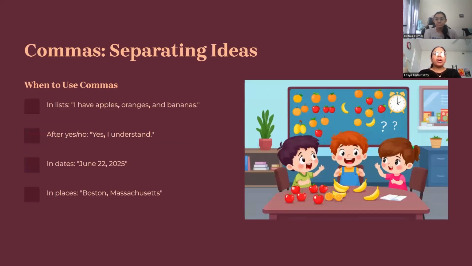Now let's look at commas. These separate ideas. So commas can be used in many different scenarios, and let's take a look at those. They can be used in a list. I have apples, oranges, and bananas. So the commas they have here, just for your knowledge, are called Oxford commas. These are when you also have a comma before and bananas, or and something.